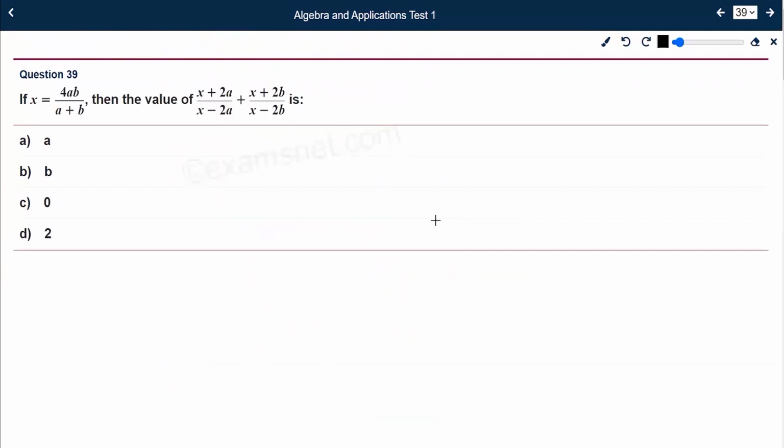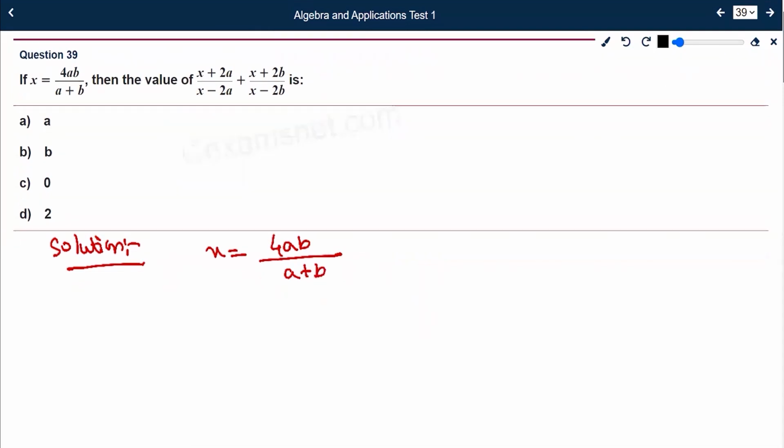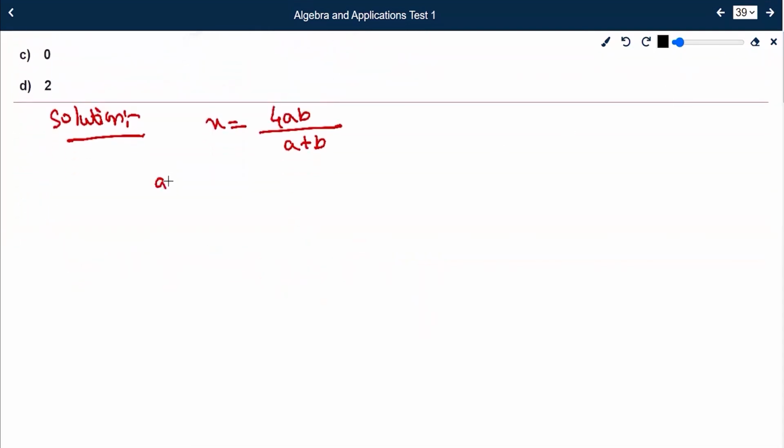Question number 39, if x equals 4ab by a plus b, then the value of, okay. So how can we proceed with this sum? Look here. It is a very interesting question, I must say. X equals to, and important as well. So what can I do? Look, this 4ab can be broken as 2a 2b this way.